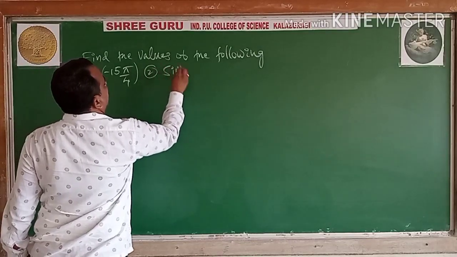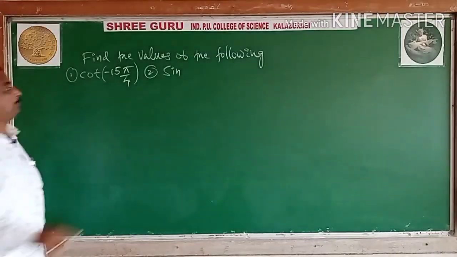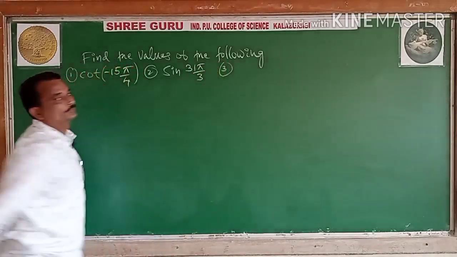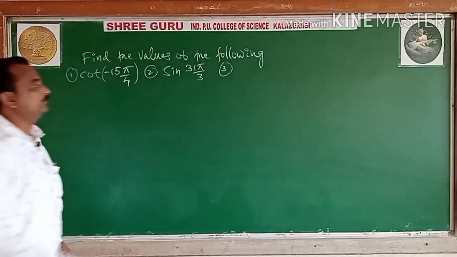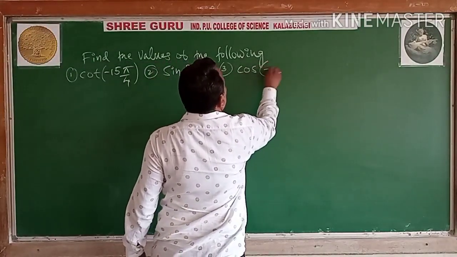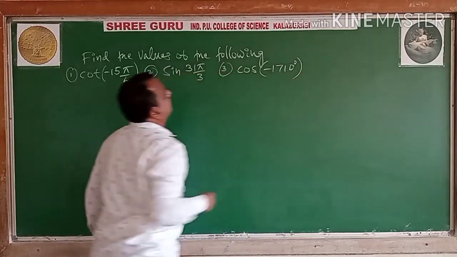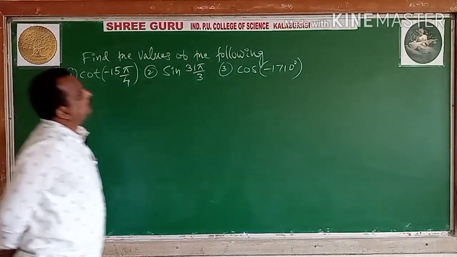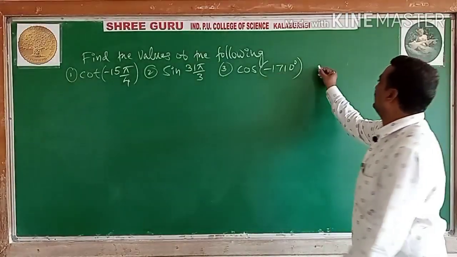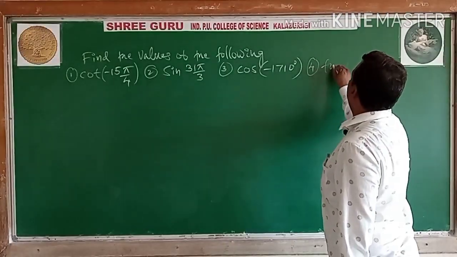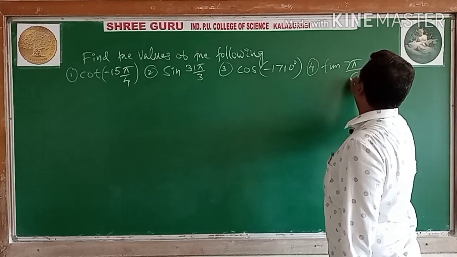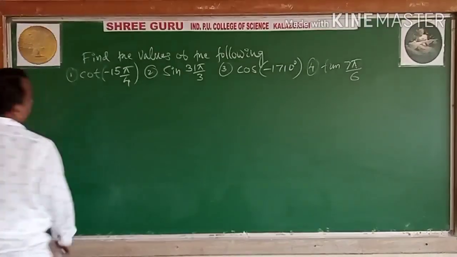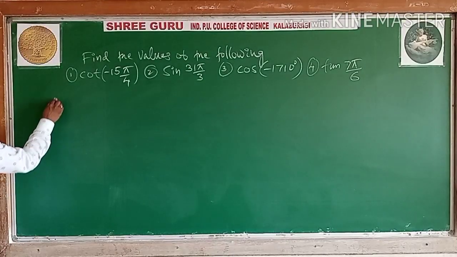Sine of 31 pi by 3, and cos of minus 1710 degree. Let us see, students. One more you can take, a simple example I will take. Tan of 7 pi by 6. Let us see this one. We will calculate all the 4 examples.